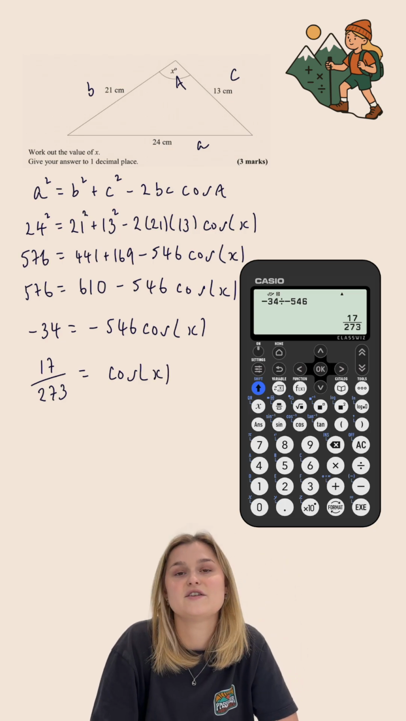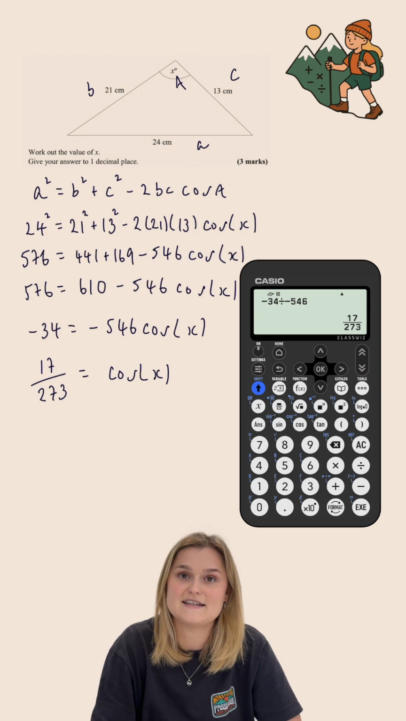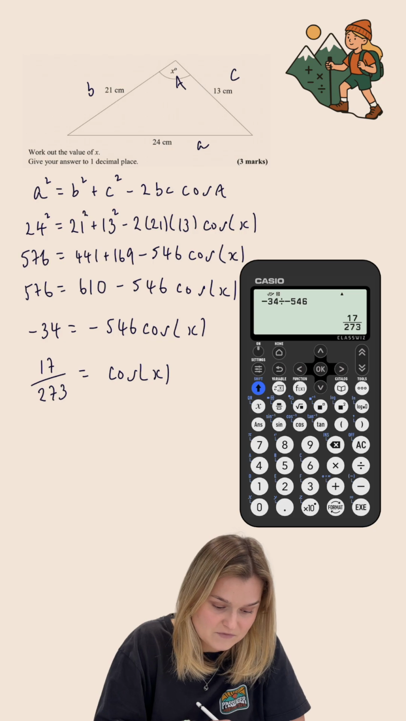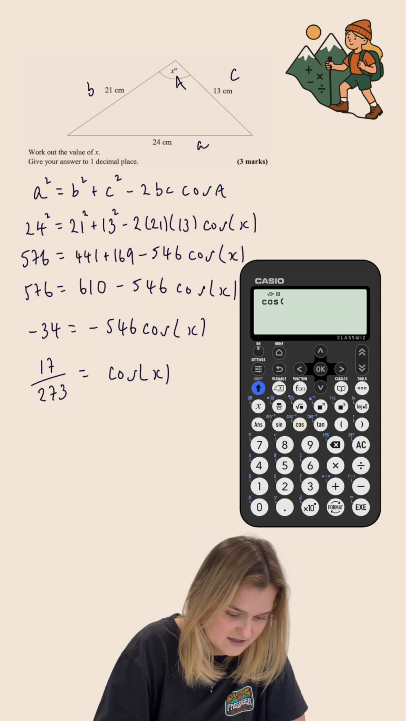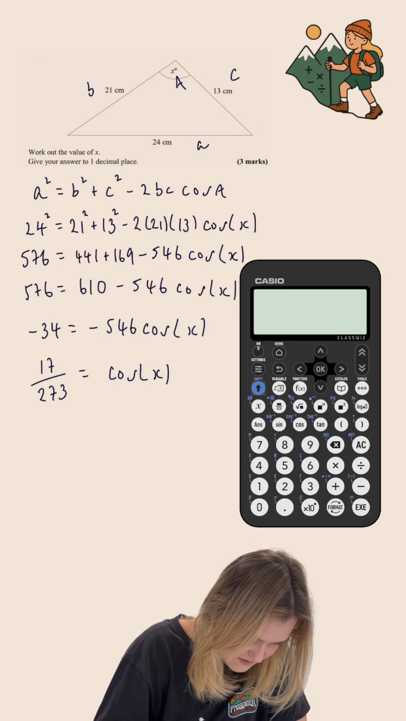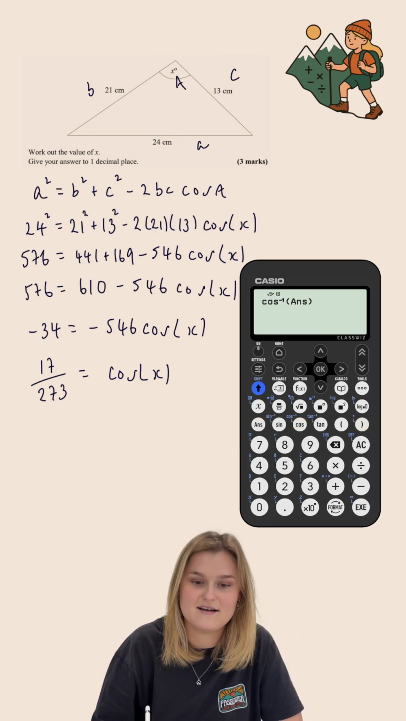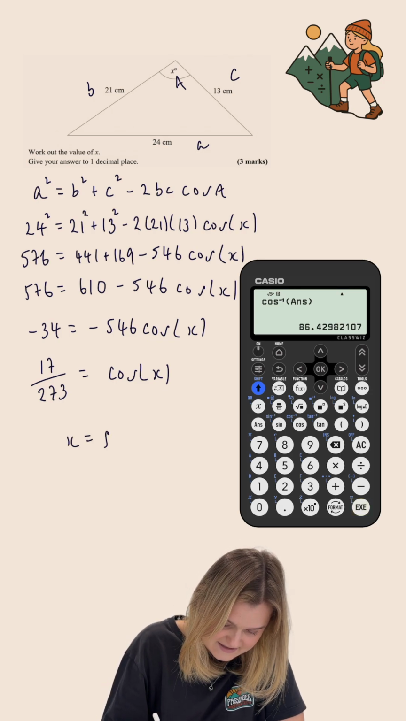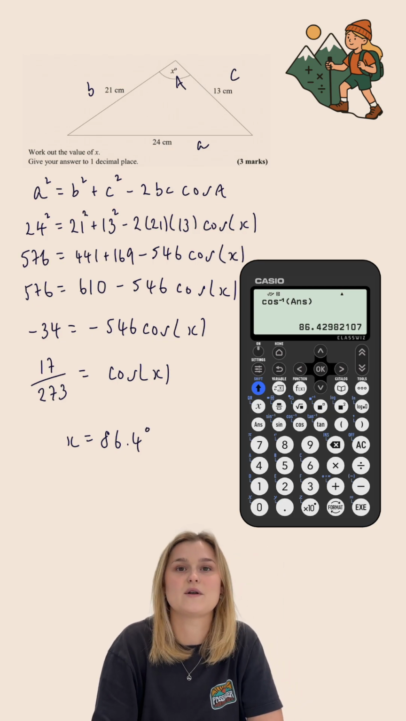And the final thing that I need to do to get x on its own is I need to do inverse cos of both sides, cos to the negative 1 of both sides. Now my calculator has remembered this 17 over 273, so I'm going to type shift and cos to get my cos to the negative 1. Oh, I don't think I pressed shift there. So shift to the negative 1 of cos. Then I'm going to press the answer button as it's remembered that last answer. Then we're going to press execute and we end up with x being 86.4 degrees to 1 decimal place.